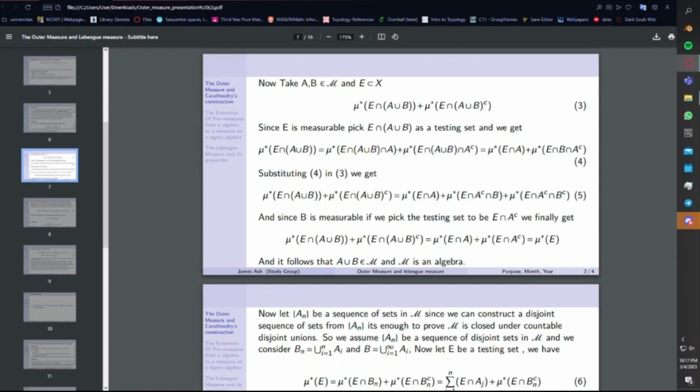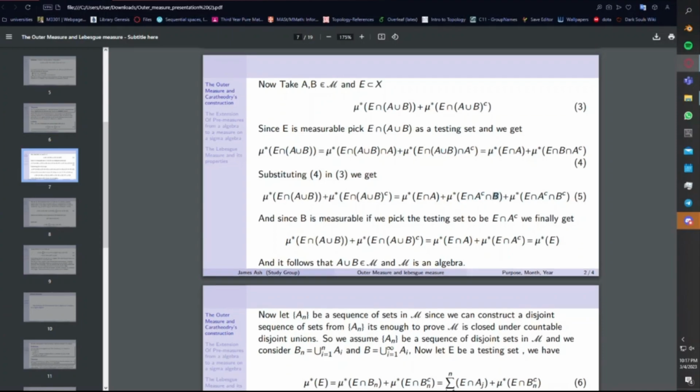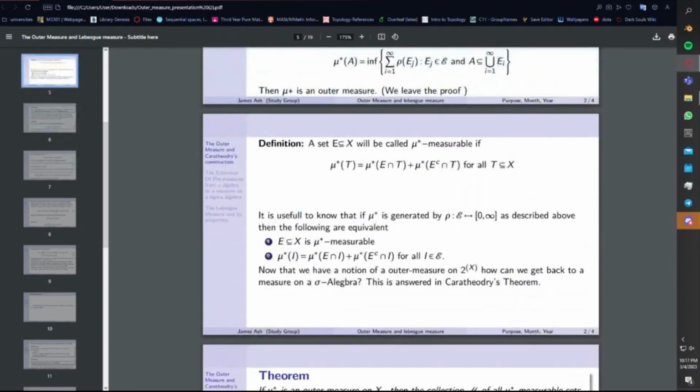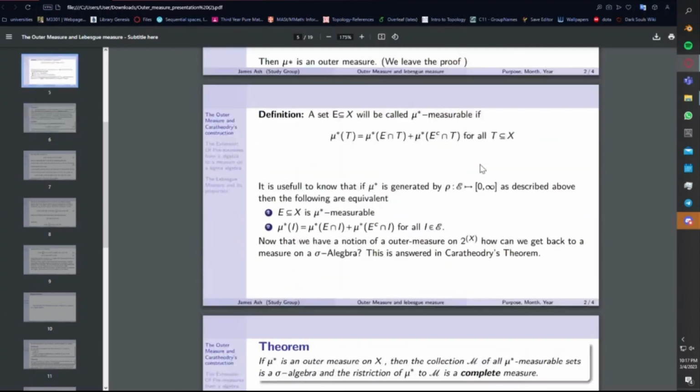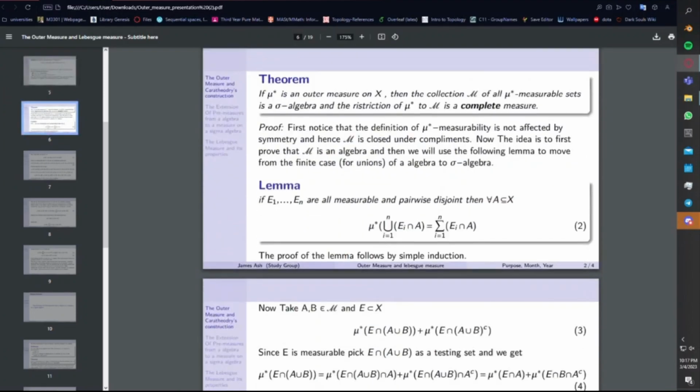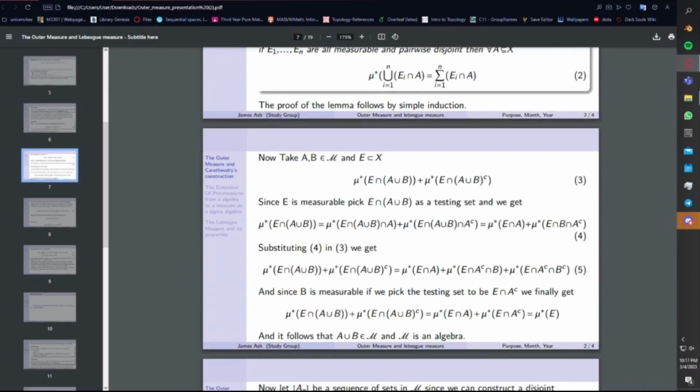Now, if you'll notice, again, B is measurable. So you just have to imagine that this is your testing set. So this is a testing set, this is a testing set, and because B is a measurable set, this property here applies. So you'll notice that this trick is used a lot, where the choice of this set T can help you manipulate these expressions, which is just what we did here. We took this to be the testing set and this to be the testing set.